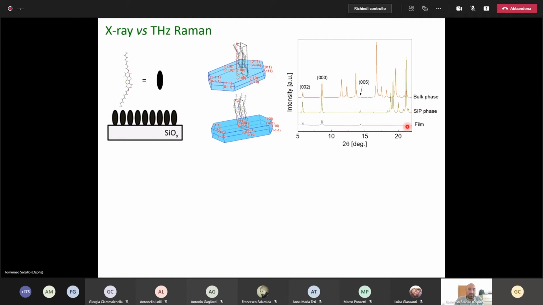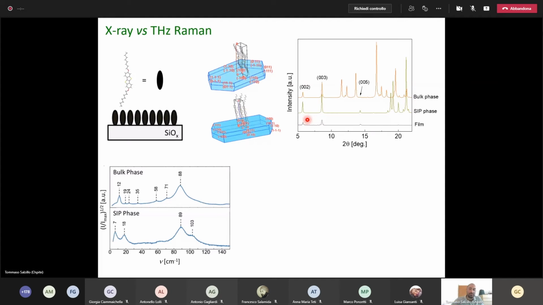And as you can see, comparing with the film, the peaks that we can see from specular X-ray are just the progression of the 0, 0, 1 plane. And they are exactly the same for surface induced and for bulk. So let's say in this case, X-ray doesn't help a lot in understanding what's going on.